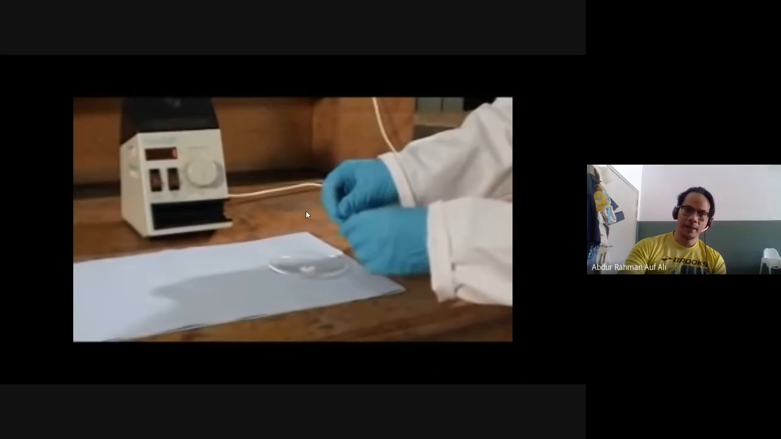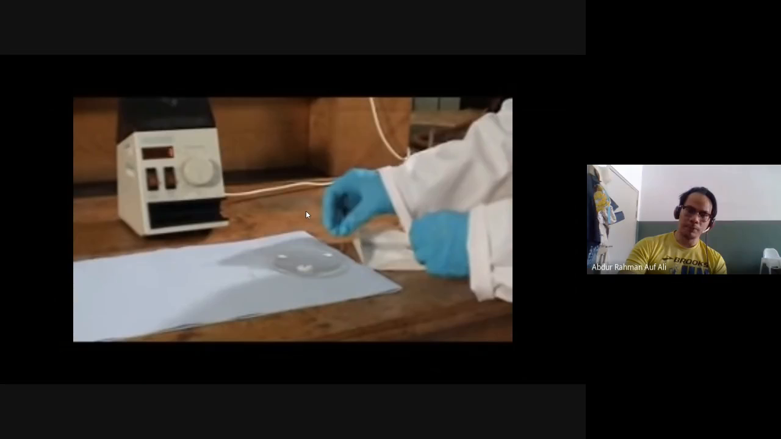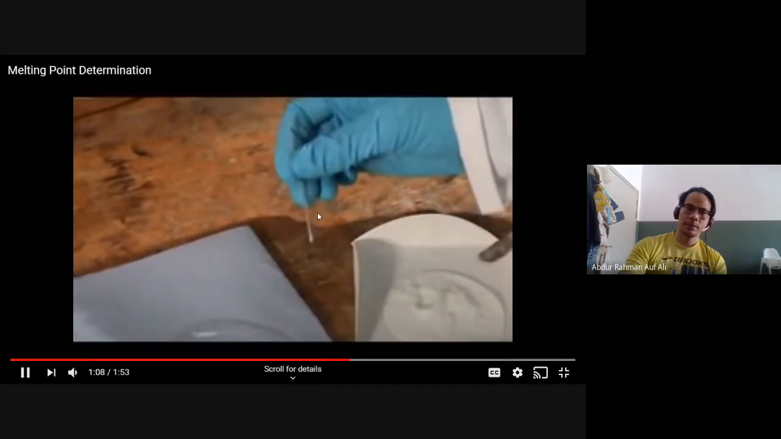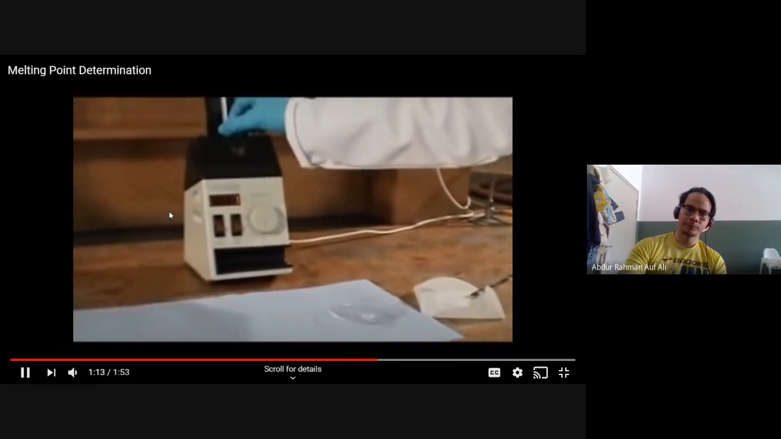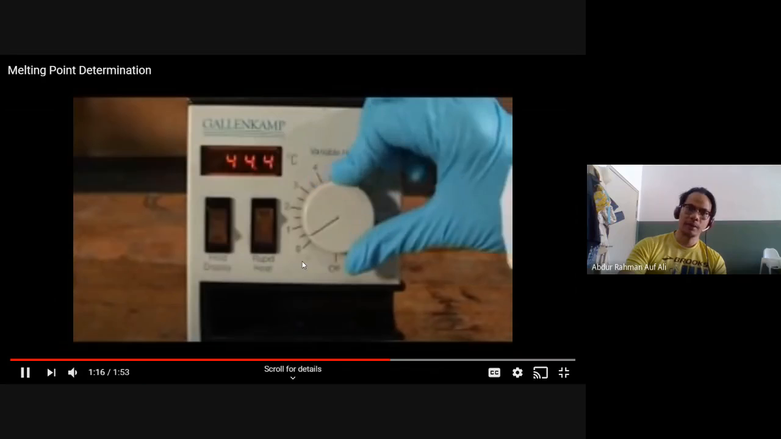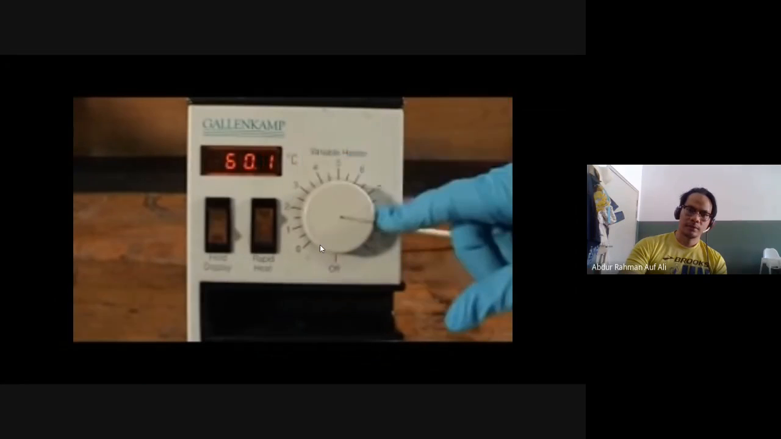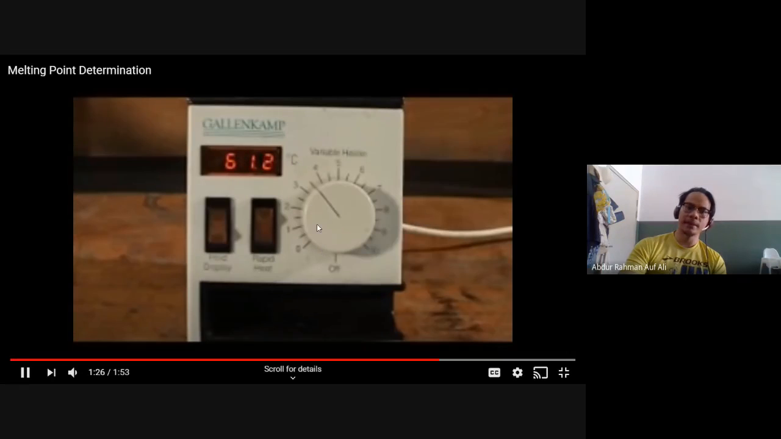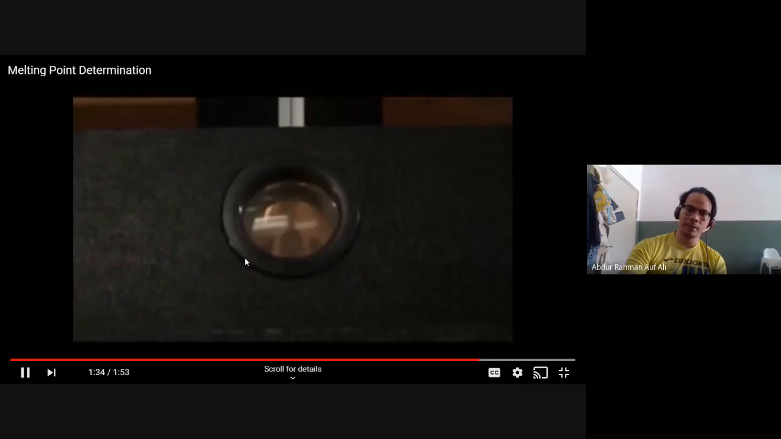And then bila dah masukkan our tablet, powder tablet ke dalam that capillary tube, kita akan masukkan this capillary tube into a melting point apparatus, which is here. Kemudian naikkan temperature. Okay, so dia cakap kat sini, bagi dia naik slowly. Bagi temperature naik slowly. This not allowed untuk control the speed, the rate of the temperature naik.